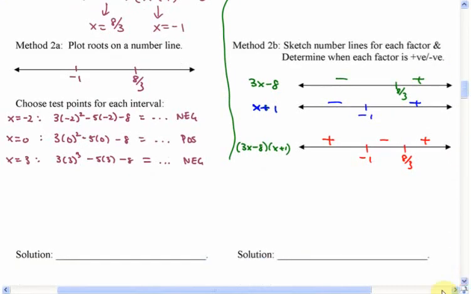Okay, ladies and gentlemen, I put my answer on the board here. If you can double check yours with mine. Now, just to let you know, when I did the test points, I just chose random numbers, okay? But I had to choose random numbers in the right region. So, for example, for this region here, I chose to use negative 2. For this region in between, I chose to use 0. And for this far region over here, I chose to use 3.